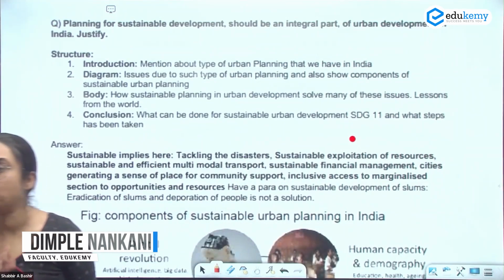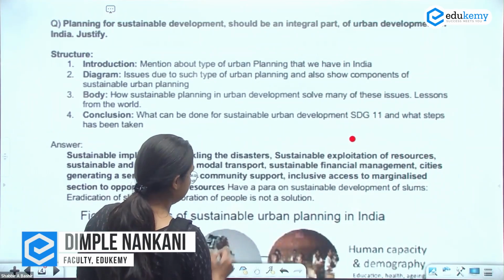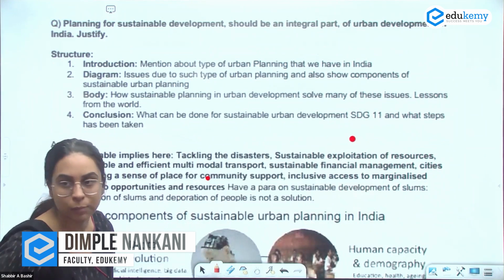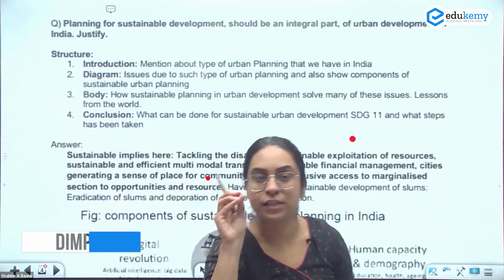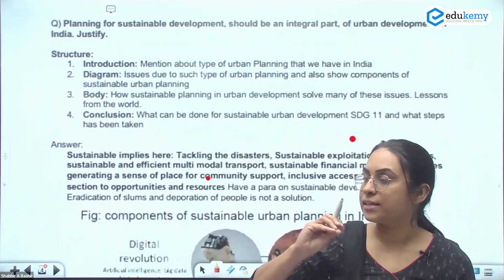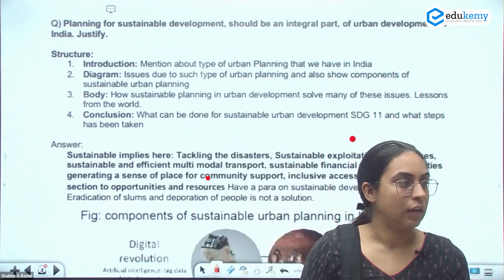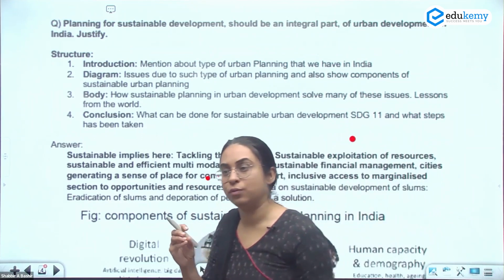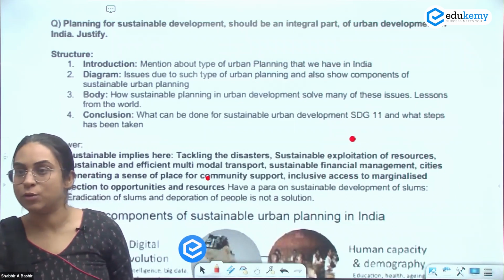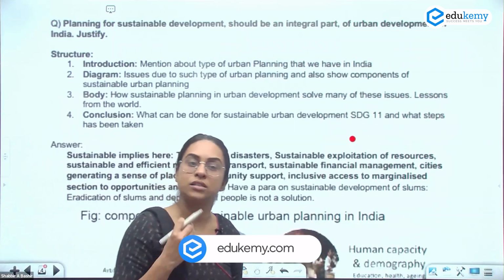Talking about the present flaws. The present flaws in the urban planning. The present urban planning focuses more on the physical planning alone. And as there is focus more on the physical planning, without actively planning for the social dimension, environmental dimension, there are certain flaws in the planning.